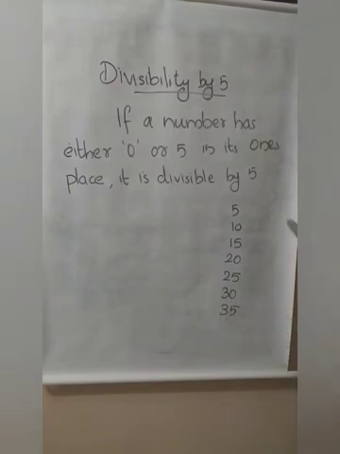Isn't it? So, what comes in the ones place? 5, 0, 5, 0, 5, 0. So, only 2 numbers will be coming in the ones place. What is that? 5 or 0. So, if a number has 0 or 5 in its ones place, then you can say that number is divisible by 5.